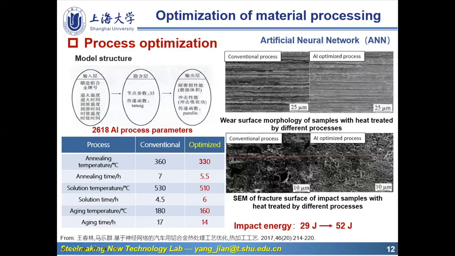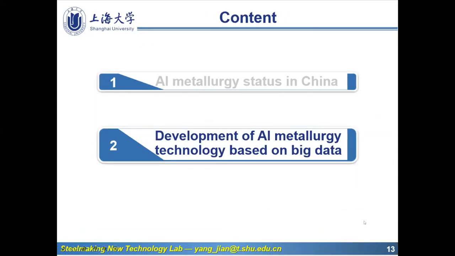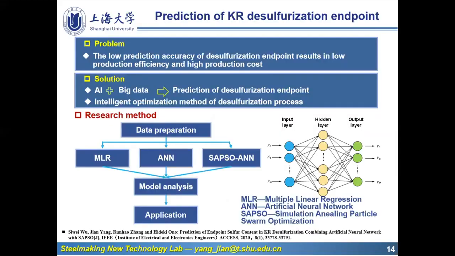And the second part of my presentation is about the development of AI metallurgy technology based on big data. Firstly, about the prediction of the KR Canberra reactor desulfurization endpoint. So the problem is the low prediction accuracy of the desulfurization endpoint results in low production efficiency and high production cost. So to solve this problem, we use the AI technology combined with big data to make the prediction of the desulfurization endpoint. And the intelligent optimization method of the desulfurization process was developed.